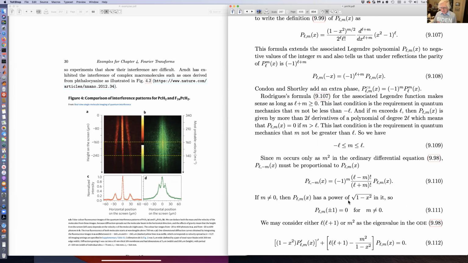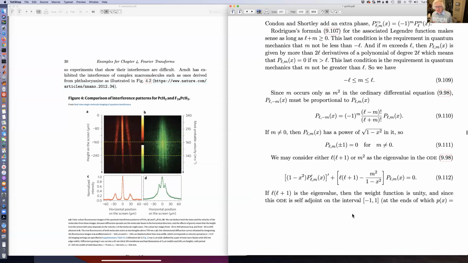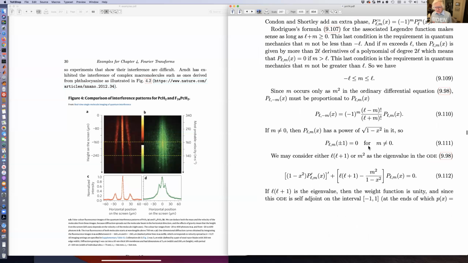Actually, that kind of is obvious if m is positive. If m is actually negative, then this requires a more subtle analysis. So let me make a note to myself about that. But nonetheless, it's true that P_L^m vanishes here.